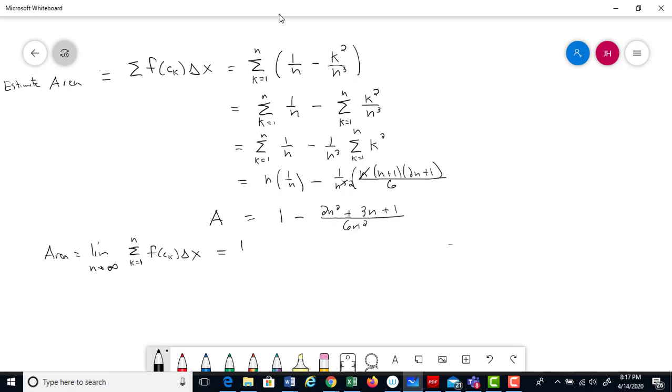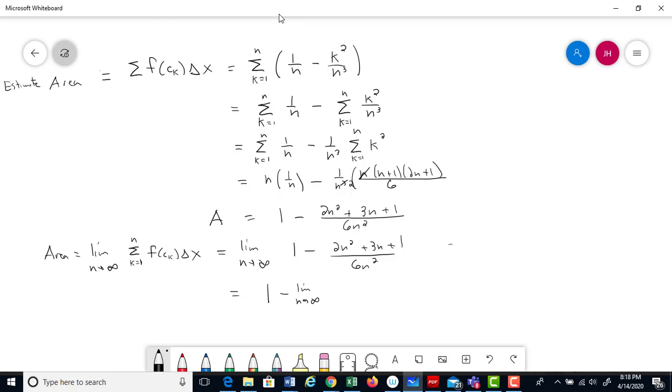So what I'm going to do is take the limit as n goes to infinity of this expression I just found, 1 minus 2n squared plus 3n plus 1 all over 6n squared. And the limit of the sum is the sum of the limits. So the limit of 1 is 1. Now when you take the limit of this, I know I could use L'Hopital's rule. With L'Hopital's rule, you take the derivative of the top, so this would be minus the limit as n goes to infinity. I think we know that this is just going to be 2 over 6. But L'Hopital's rule will work, you just have to do it twice.